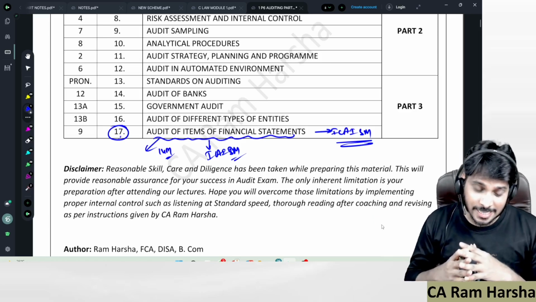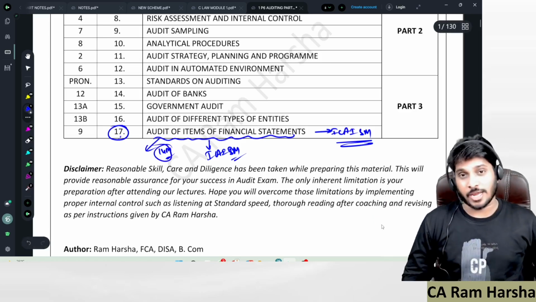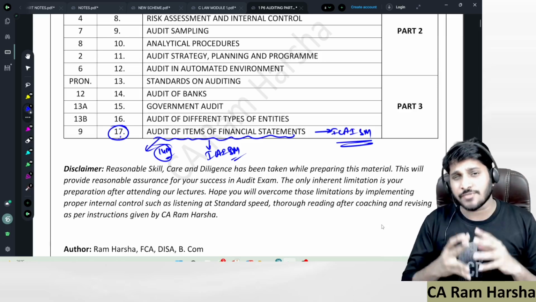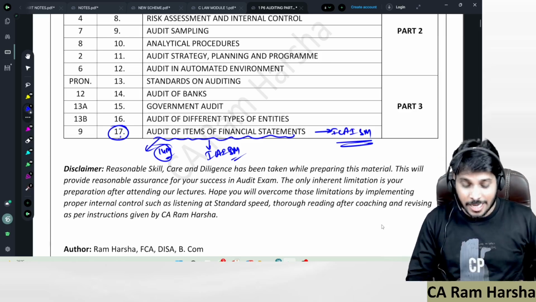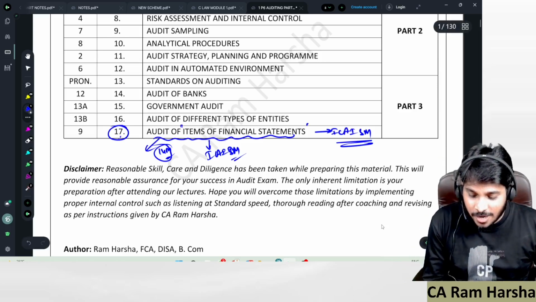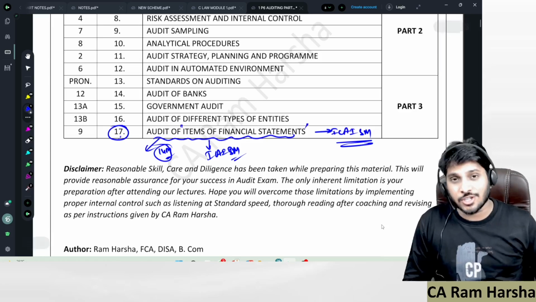Now you may immediately ask, sir, this is a very important chapter, right? Why can't we discuss that at the very first? No. Here you see the chapter name. What is it saying? Audit of items of financial statements.